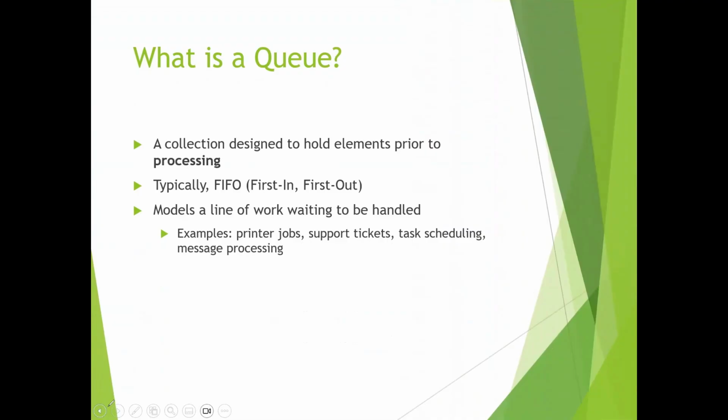What is a queue? A queue is a collection designed to hold elements prior to processing. It works on a first in, first out basis. So an element is inserted to the back of the queue, and comes out through the front of the queue. It models a line of work waiting to be handled. So any kind of assembly line type of work, such as printer jobs, support tickets, task execution, message processing.